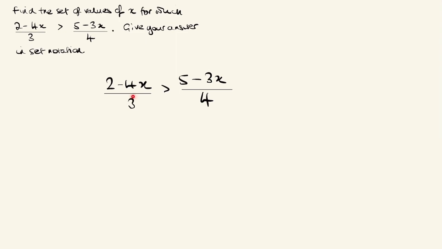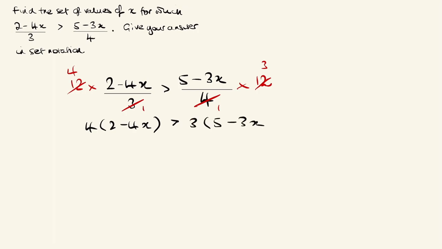Now the first thing we think is we'd like to get rid of these denominators, and we can do that if we multiply through by a number that both of those will go into, for instance 12. Then we can get rid of them, because the 3 and the 12 cancel to give 4 over 1, and this cancels to give 3 over 1, in other words 3. So then we can expand it out, so we've got 4 times (2 minus 4x) is greater than 3 times (5 minus 3x).